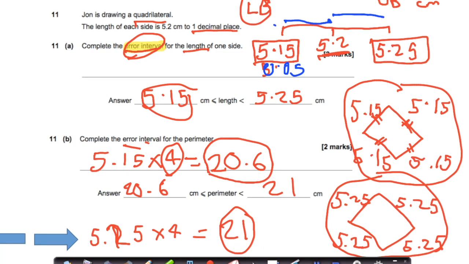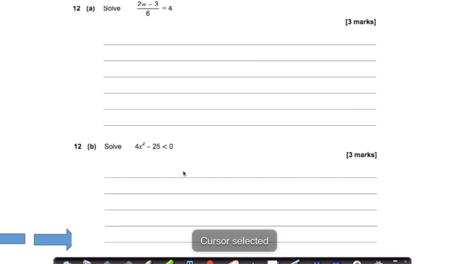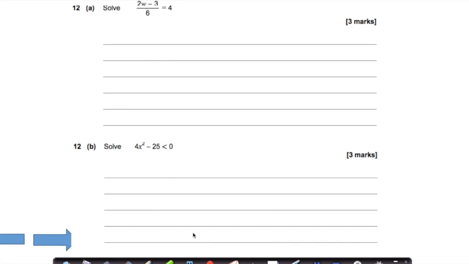Moving now on to question 12 and a little bit of algebra. So we've got 2w minus 3 all divided by 6 equals 4. First of all, 6 marks on this question. So quite a lot of marks. If you're thinking about the whole paper, that's just under 10% if it's out of 80.